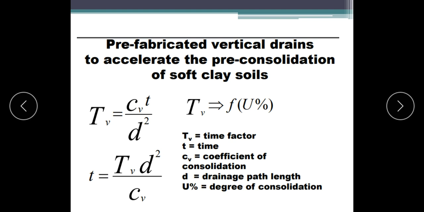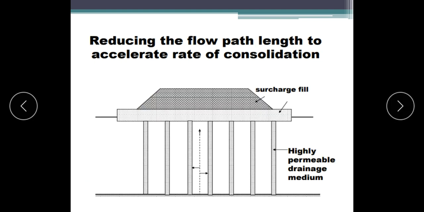We know that Tv is equal to Cv t divided by d square, where Tv is the time factor, which is a function of degree of consolidation. So t, the time required for consolidation, will be given by Tv into d square divided by Cv. So t is directly proportional to the square of the drainage path. If we decrease the drainage path, the time required will decrease by the square. That is the meaning there.